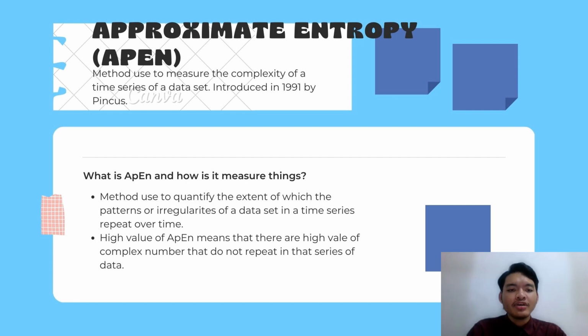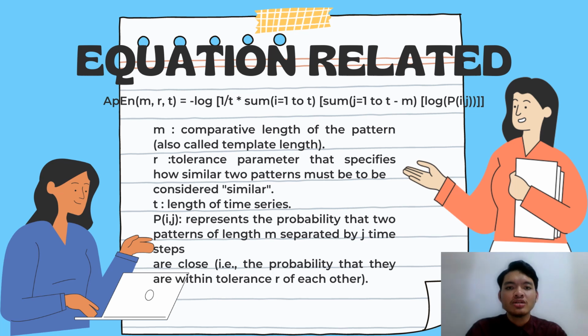It is said that high value of ApEn means that there is a high value of complex number that do not repeat in that series of data. So in this slide, it shows the equation related to my final year project, which is ApEn equation. In the equation, m represents comparative length of the pattern, r represents tolerance parameter that specifies how similar two patterns must be to be considered similar, T represents the length of time series, Pij represents the probability that two patterns of length m separated by j time step.